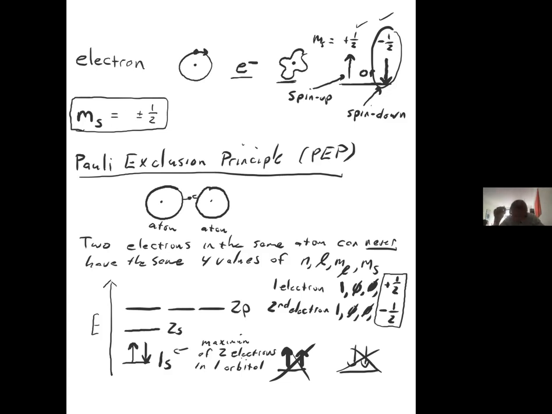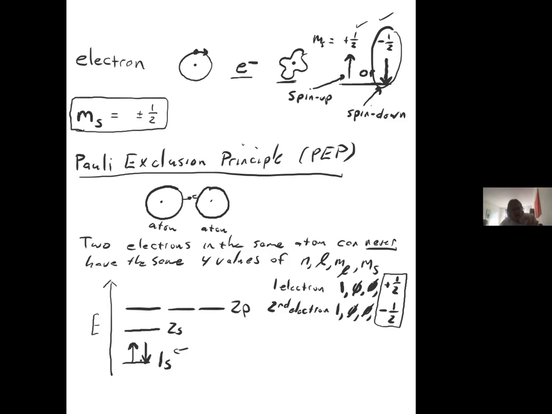Okay. Now, what if we put a third electron in? Well, we know it can't go into that first orbital, the 1s orbital. There's no room in there for it. So the next possible orbital is the 2s. So we're going to put it in the 2s.